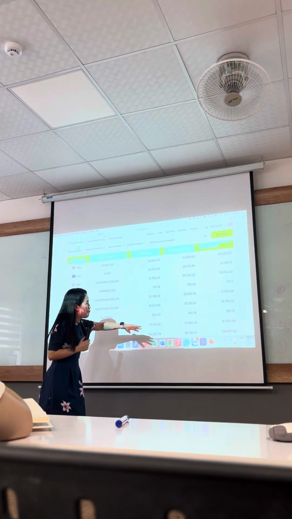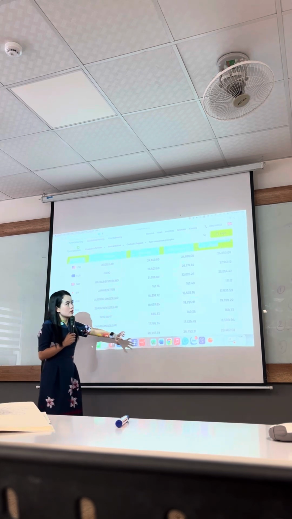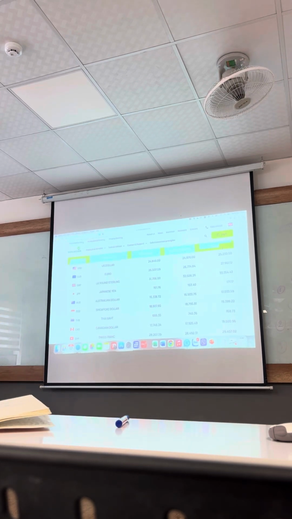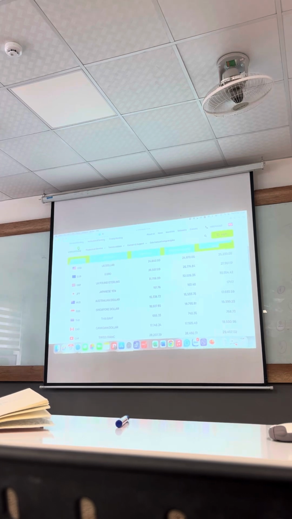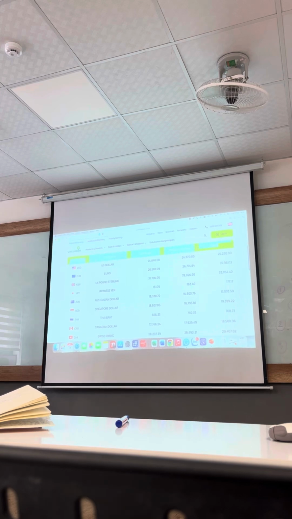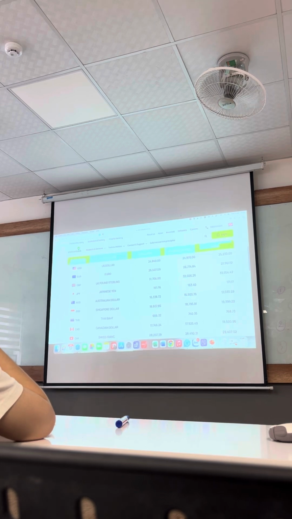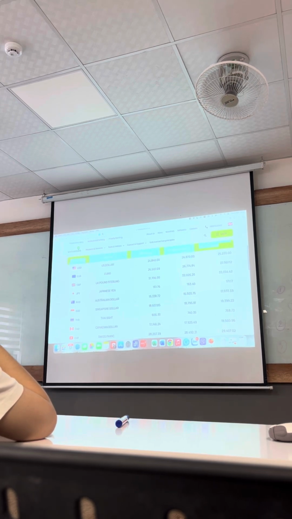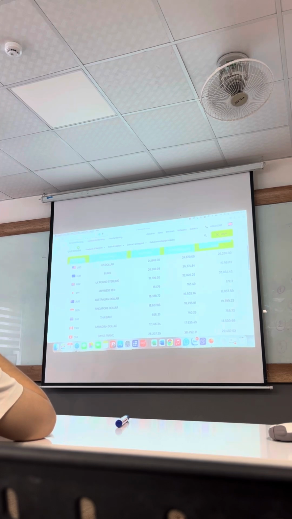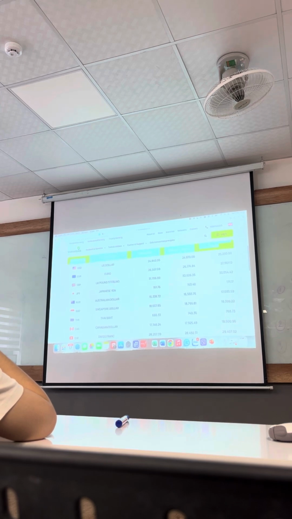So we have a buying price and a selling price. And if you look here, the selling price is always higher than the buying price. And remember, selling price means that the bank sells, not you, not the customer.